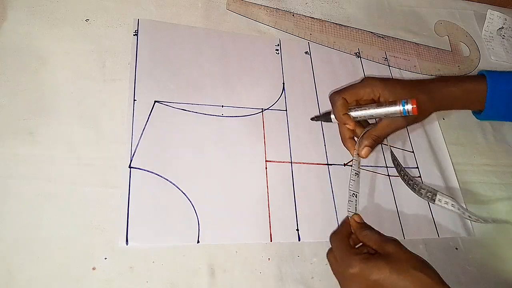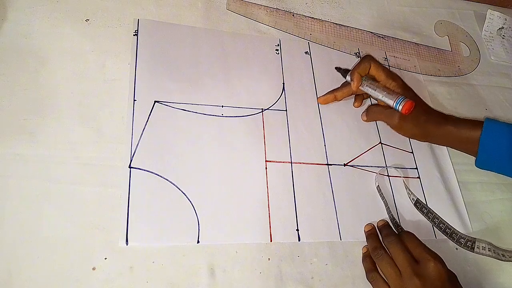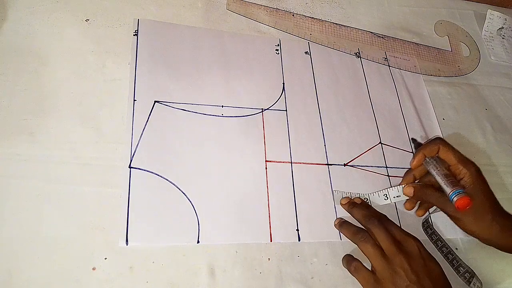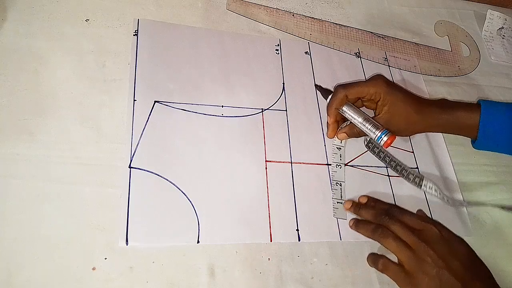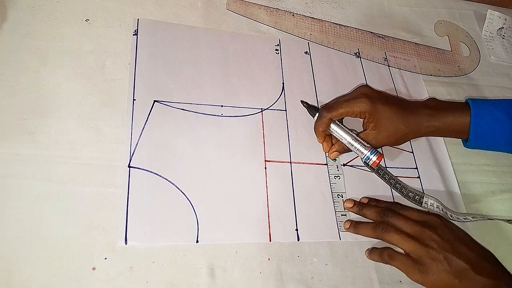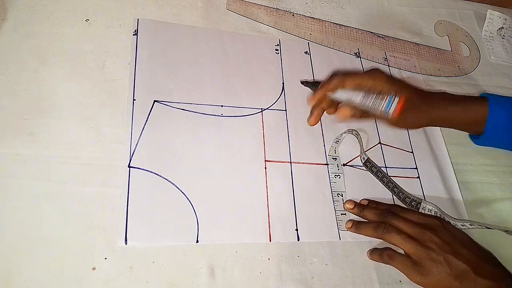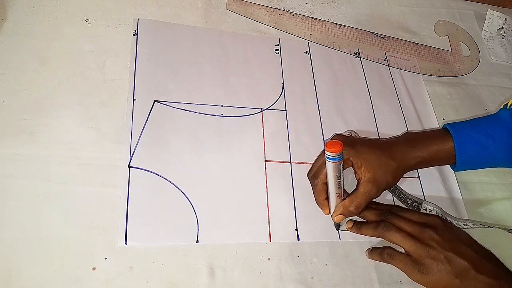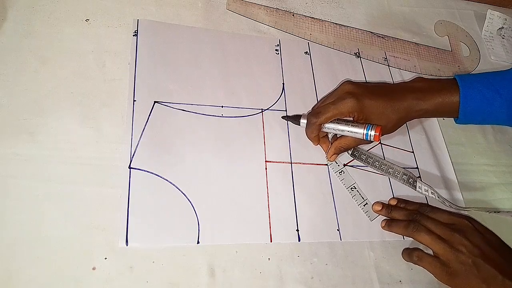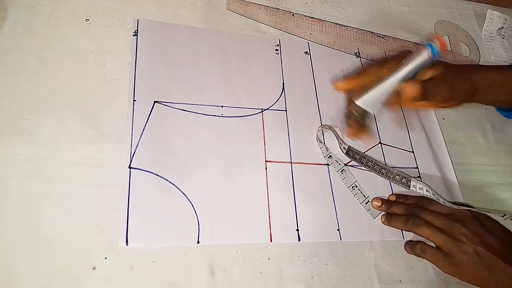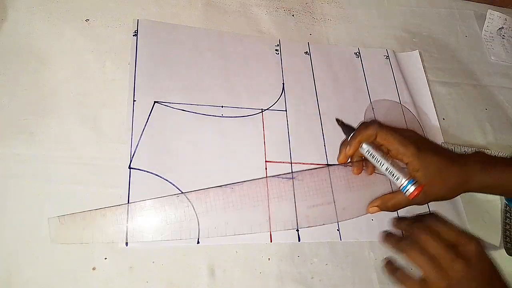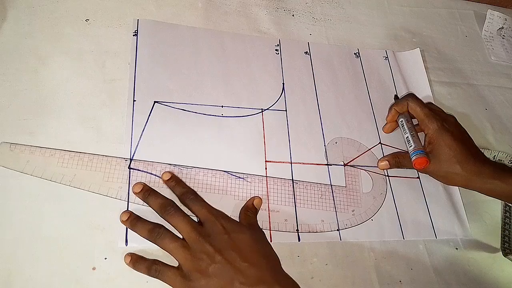Then at the bust line, I'm going to take the distance between the bust point and the under bust. What I have here is 3.5 inches. Then I'm going to take a 3.5 inches point here at the bust line. Can you see what I'm doing? I'll mark 3.5 inches here, then place my tape and also take 3.5 inches. Can you see what I'm doing? Then I'll use my curve ruler to connect it.